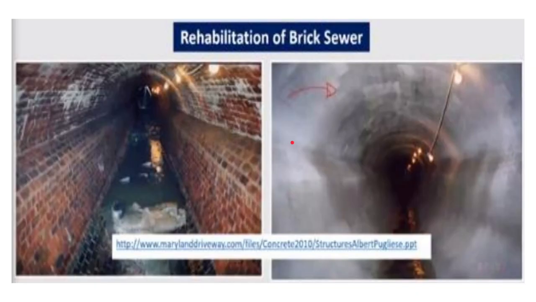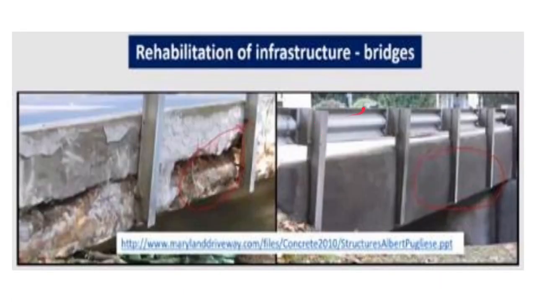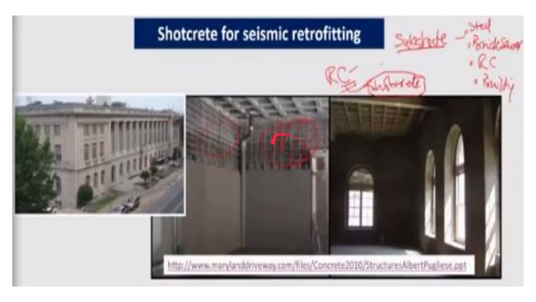Then here you can see this is a brick sewer, which again got corroded and damaged. Because of the shotcreting application, they were able to rehabilitate it, and it is looking much stronger now. Here they have rehabilitated a bridge using shotcreting. Here you can see they have used shotcreting for seismic retrofitting also. They have re-strengthened the structural members without remaking the entire part. So without renovation, they were able to strengthen the existing structural members.